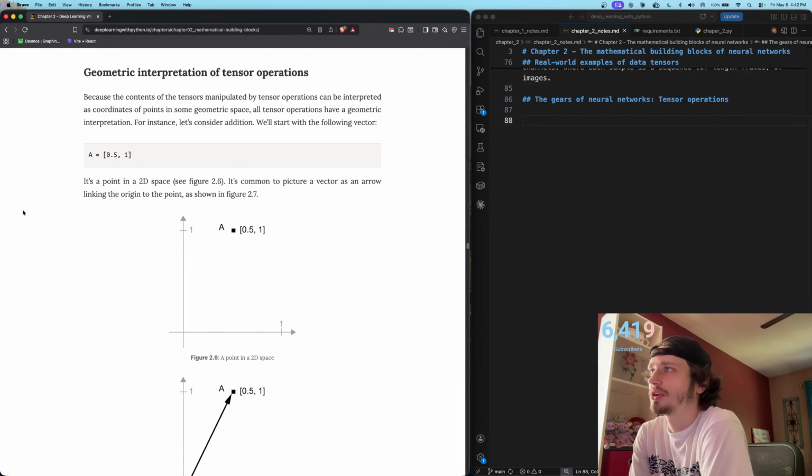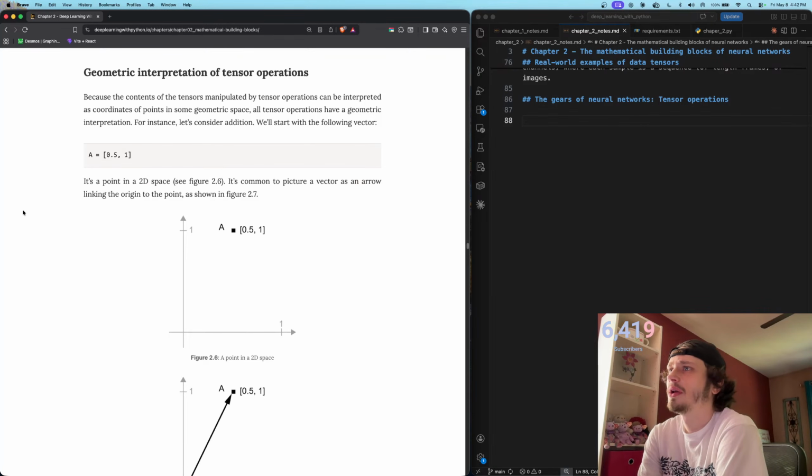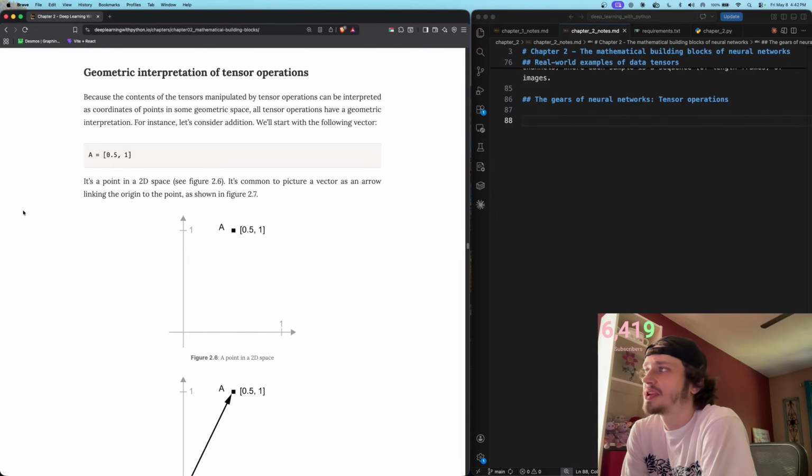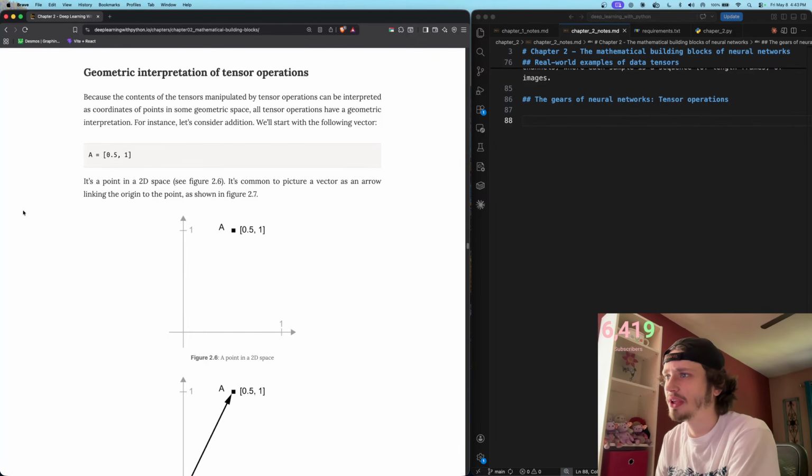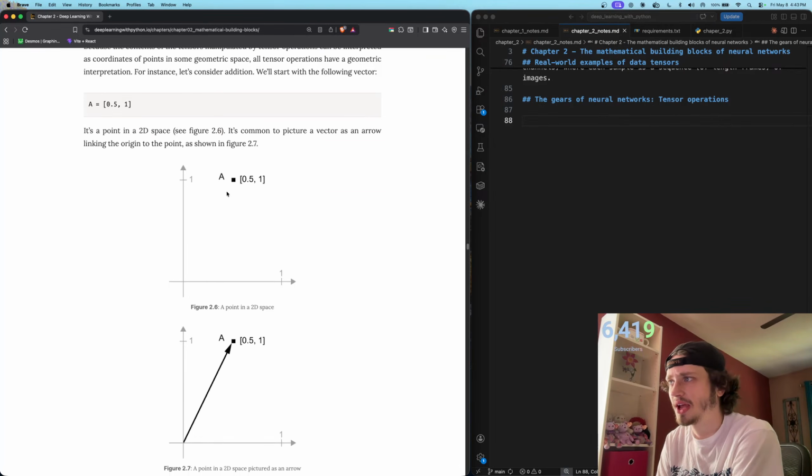Geometric interpretation of tensor operations. Because the contents of the tensors manipulated by tensor operations can be interpreted as coordinates of points in some geometric space, all tensor operations have a geometric interpretation. For instance, let's consider addition. We'll start with the following vector: A equals 0.5, 1. It's a point in a 2D space. It's common to picture a vector as an arrow linking the origin to the point, as shown here.